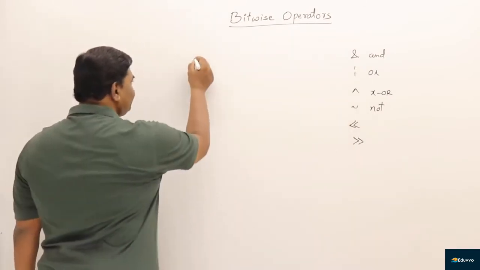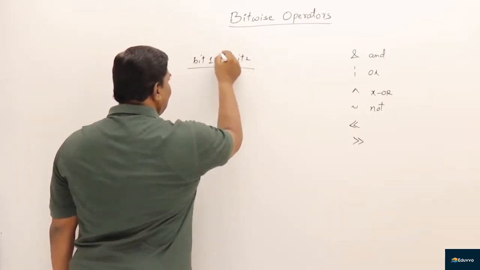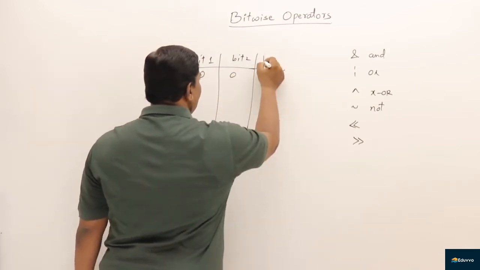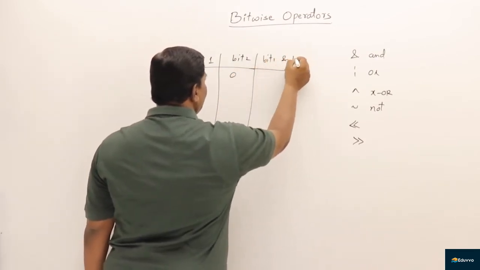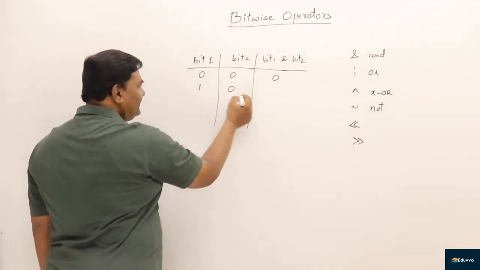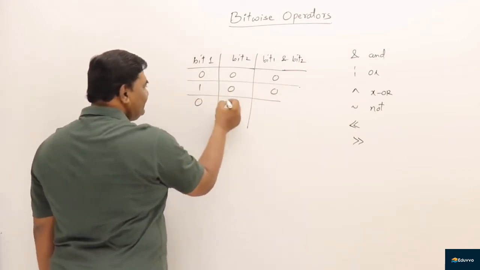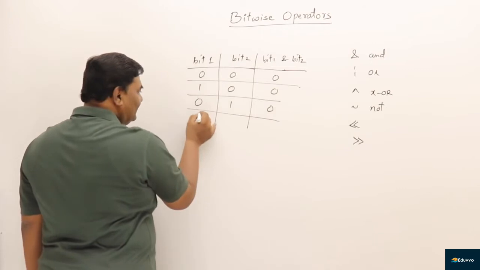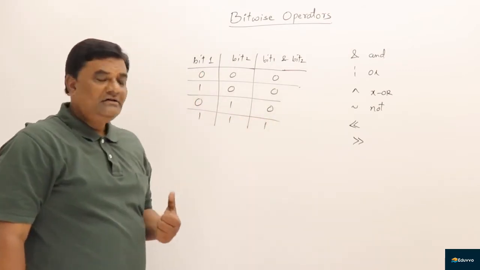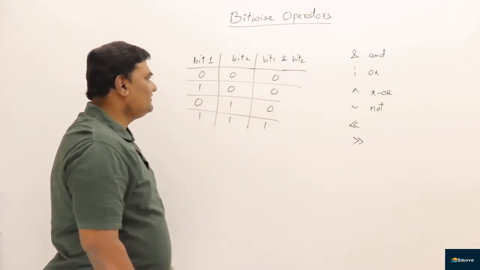See, if there are two bits, bit 1 and bit 2, and if both the bits are 0, then bit 1 AND bit 2 will also be 0. And if any one of the bits is 1, then also it is 0. If this is 0, this is 1, then also 0. And if both are 1, then only it is 1. So it is just like a logical AND. So when you use bitwise ANDing, it will be 1 if both the bits are 1.